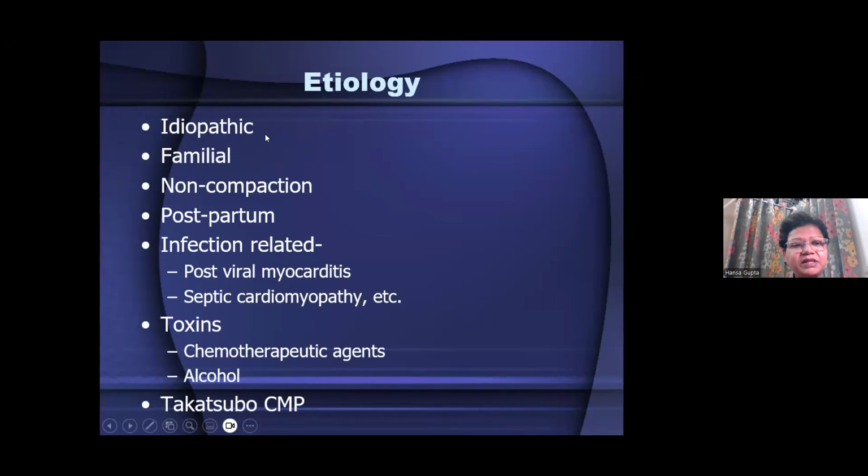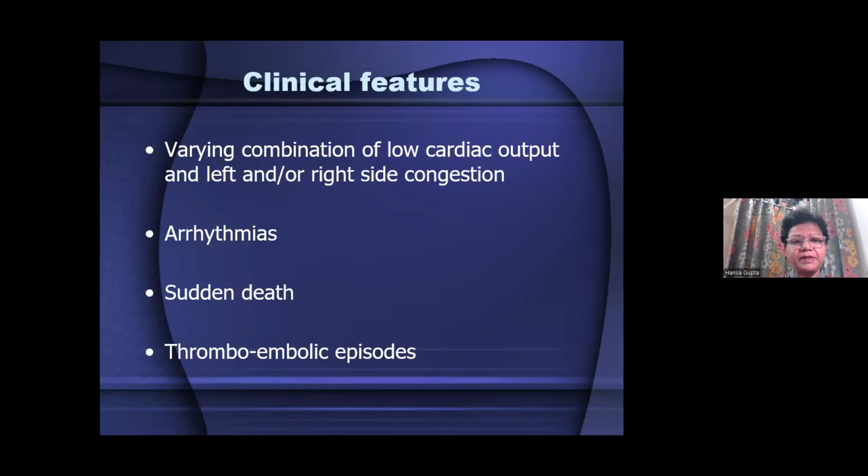There are several etiologies related to DCMP. I'll first talk about the general features, because among these are non-compaction, postpartum, toxins, viral myocarditis, which you keep coming across, and Takotsubo, which is called apical ballooning syndrome. Let's see how time permits. Let's go to the basics first.